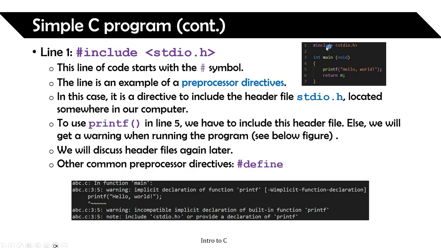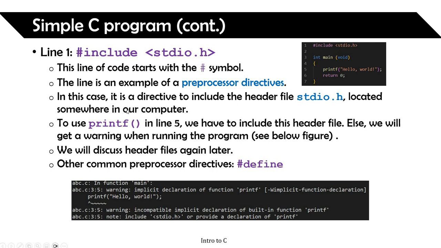The first line that you saw on top was the include stdio.h. So this line of code, you have to start with the hash. Now this is the basic structure of C programming, which means you need to have all these elements for the C programming code to be compiled. So this is what we call a preprocessor directive.